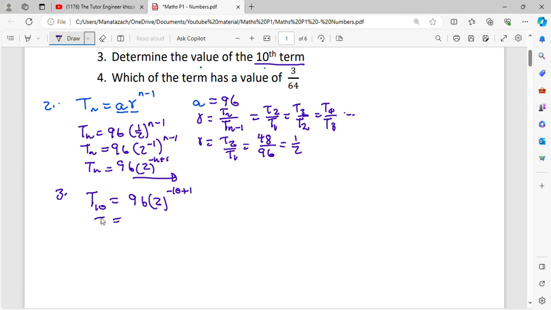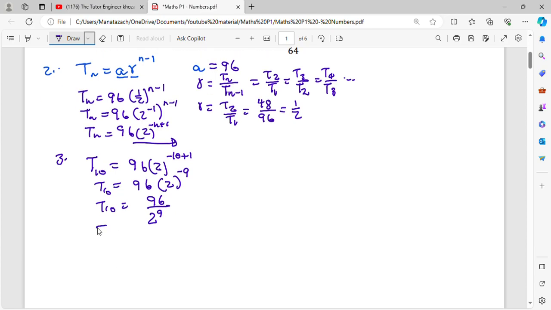So now T10 is equal to 96 times 2 to the power minus 9. That means T10 is equal to 96 divided by 2 to the power 9. So 2 to the power 9 is 512. So you can further simplify.